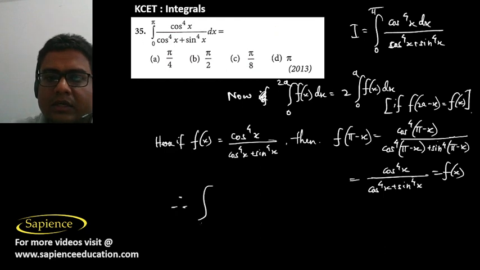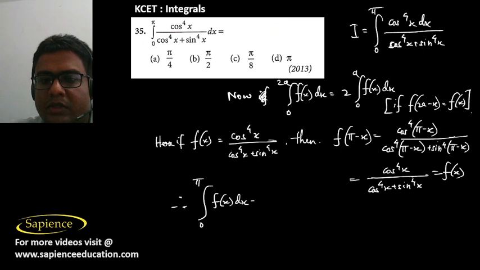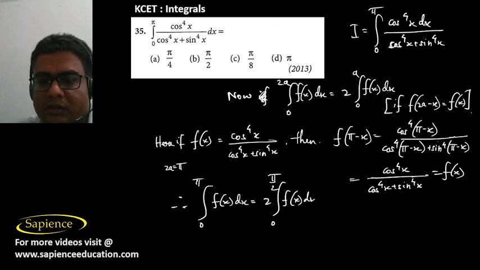Therefore integral 0 to pi of f of x dx can be written as 2 into integral 0 to pi by 2. Suppose I take 2a as pi, so a will be pi by 2. So this will be 2 into integral 0 to pi by 2 f of x dx.